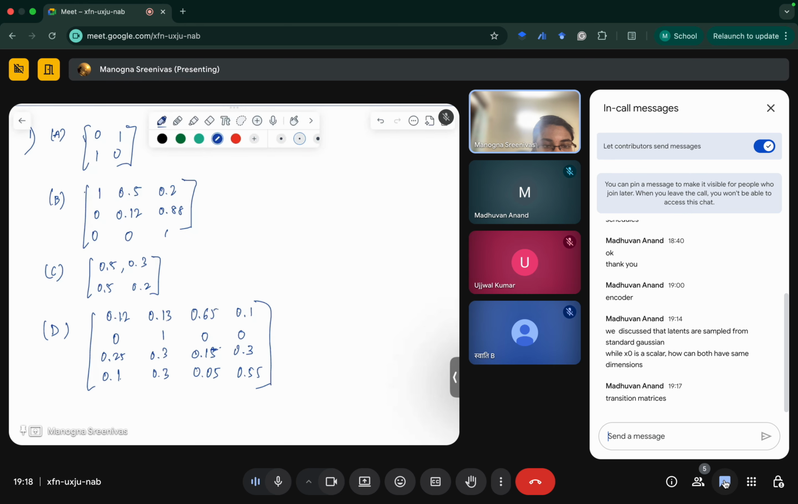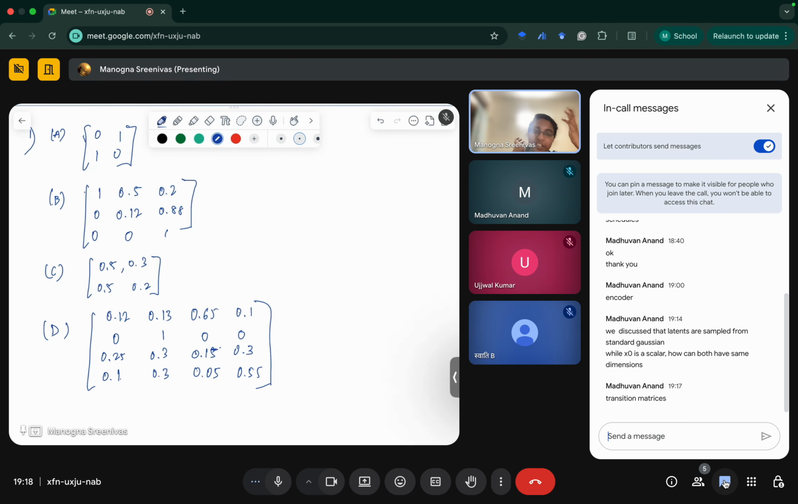Okay, you had asked a question. We discussed that latents are sampled from standard Gaussian, while x naught is scalar, how can... Oh, no, it is not scalar actually. These are simplified examples where you are seeing everything in one dimension. But when we say they are sampled from standard Gaussian, the latents are actually in that dimension. So it's a standard Gaussian in 100 cross 100 dimension, not a scalar.